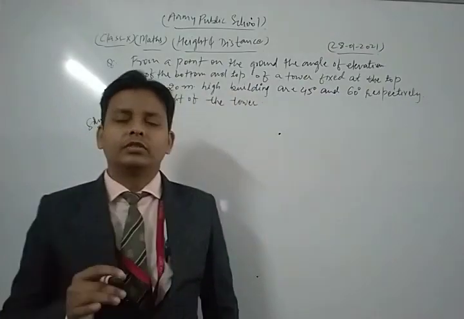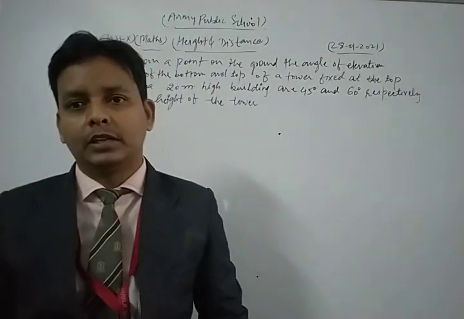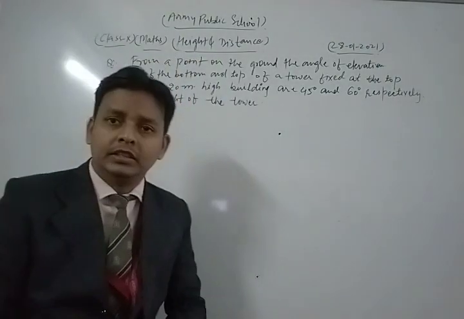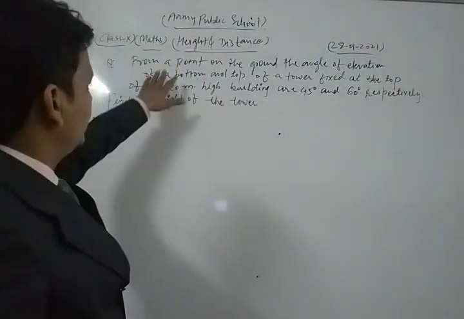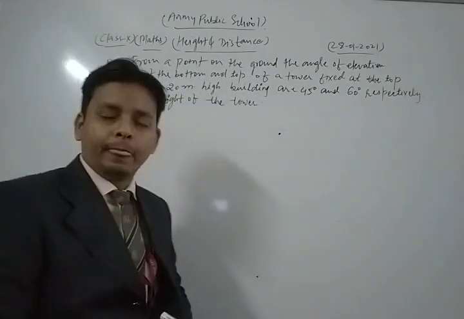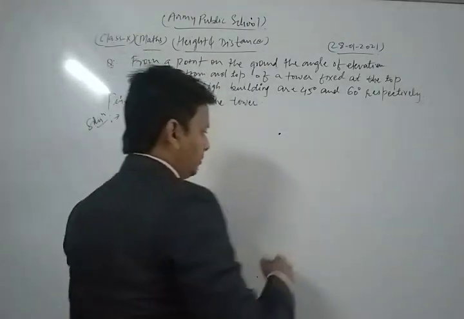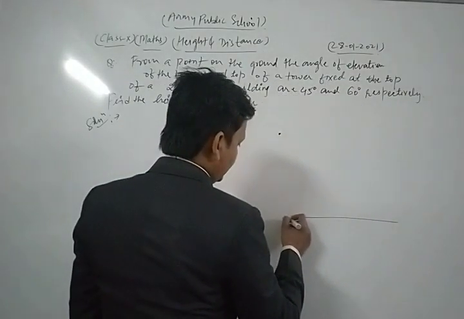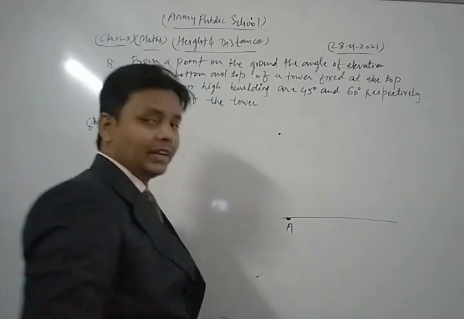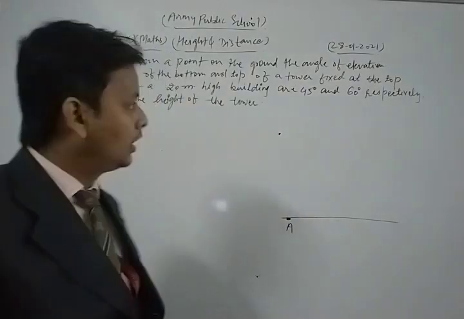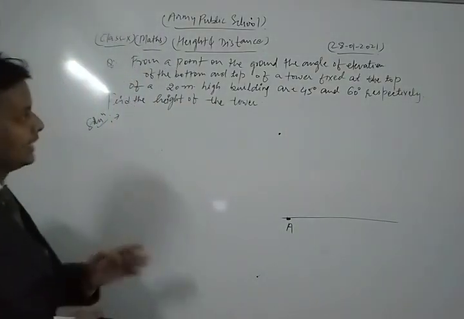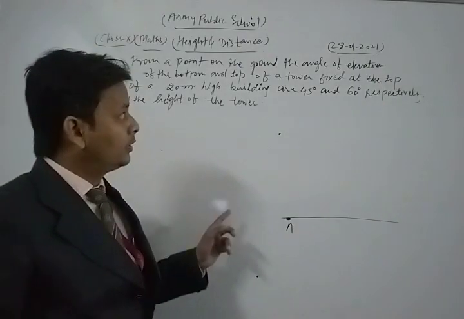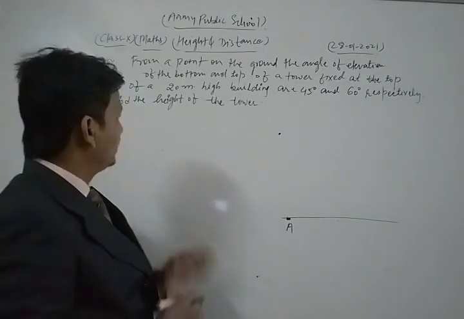Dear student, this is one of the most important questions of your syllabus, so please observe very carefully. What is the question here? From a point on the ground. First of all we draw the base of the earth and we take a point A on the ground. From a point on the ground, the angle of elevation of the bottom and the top of a tower which is fixed at the top of a 20-meter high building.